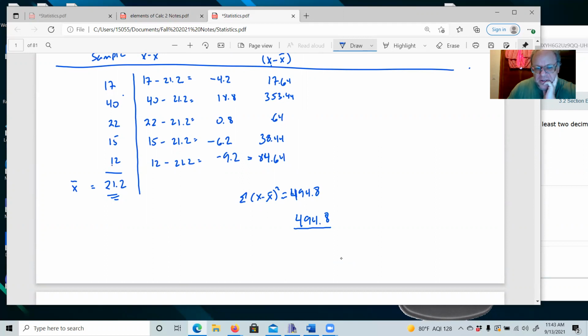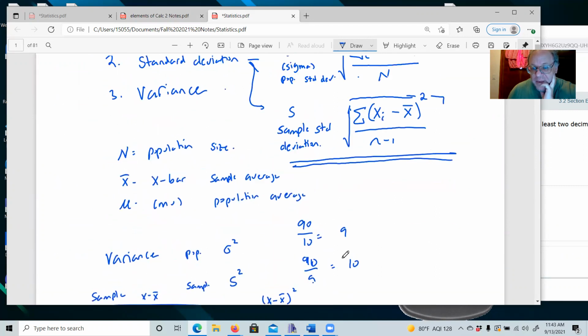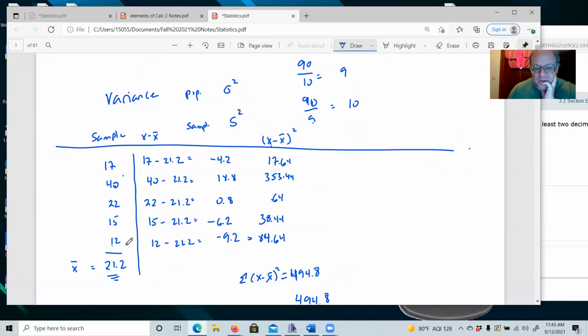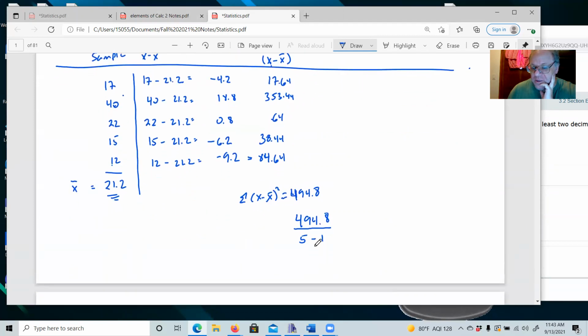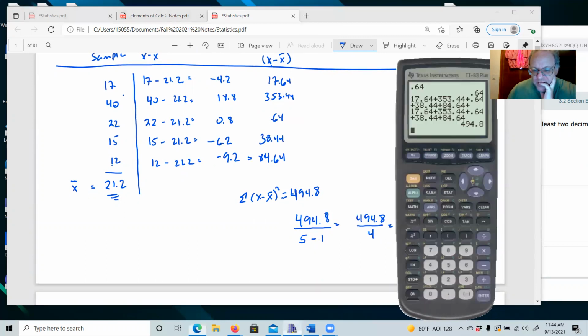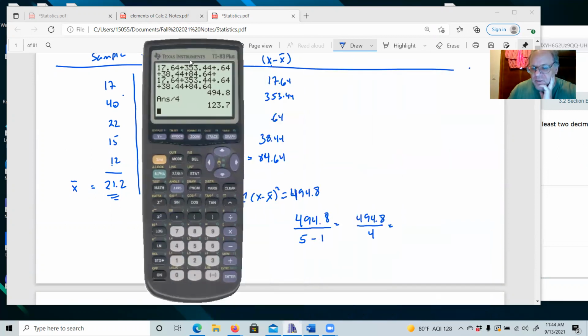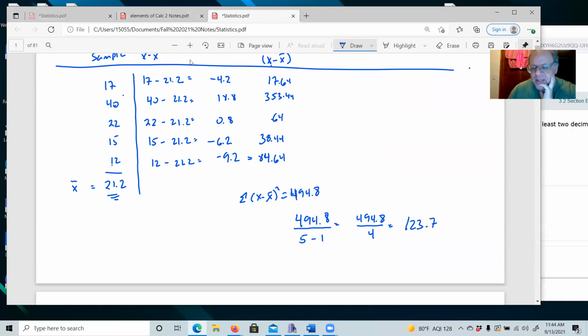Okay, 1, 2, 3, 4, 5. So we have to divide by 5 minus 1, right? N minus 1. We have 1, 2, 3, 4, 5 observations. So there's my 5 minus 1. That is better known as 4. Equals. Okay, so we're just going to go ahead and do that. We're saying divided by, that tells you what the previous answer was. Okay, divided by 4 equals 123.7. And now what we're going to do is we're going to take the square root here.